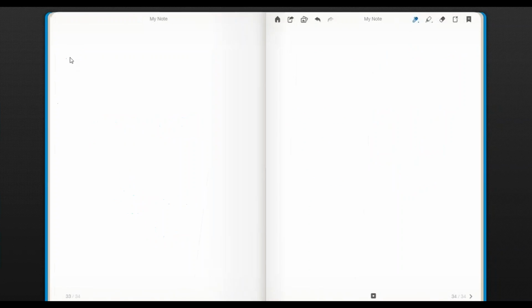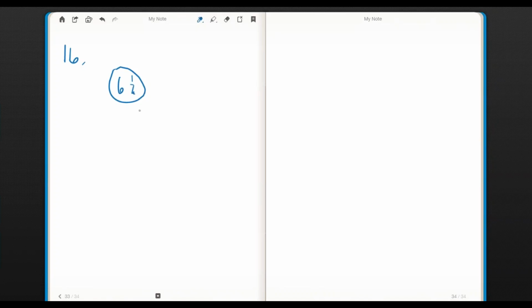Number 16. How many 1/6 are there in N wholes? The way to look at this is a guess and check, or an organized method, right? There are 6 1/6 in one whole. One whole thing, right? One whole thing has 6 1/6.